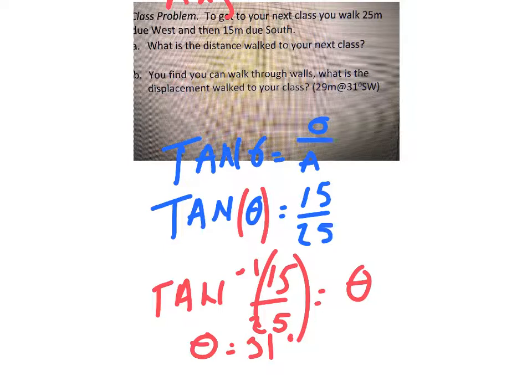Now we can't stop there. If you just said 31 degrees, that's northeast. If you're using polar, that's still northeast. We were going south and west, so all you have to do is add southwest, and you're good to go.